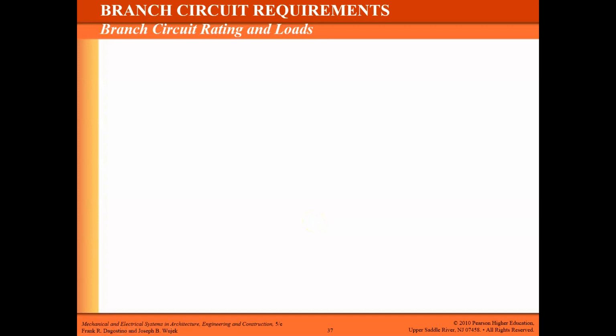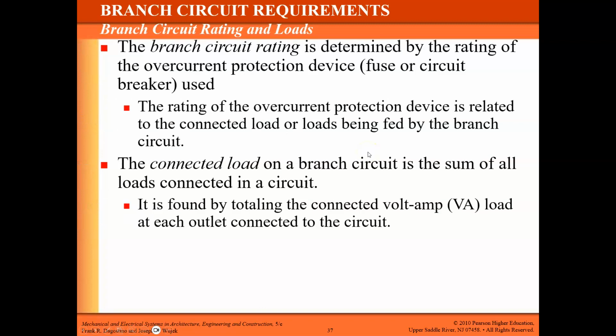We were talking about branch circuits when we left off, and we're going to continue that discussion for the next few slides. So the branch circuit rating is determined by the rating of the overcurrent protection device. That's just another way of saying that the circuit itself cannot exceed the overload protection that it's connected to, namely the circuit breaker.